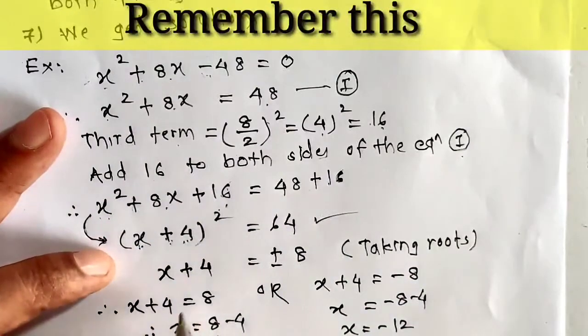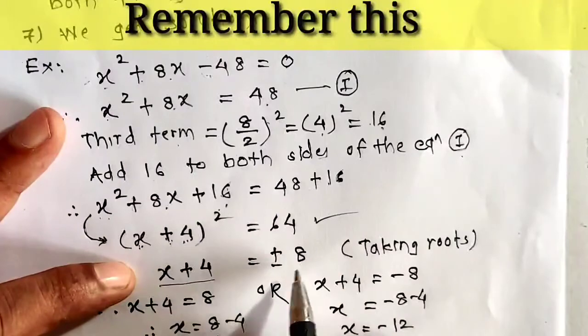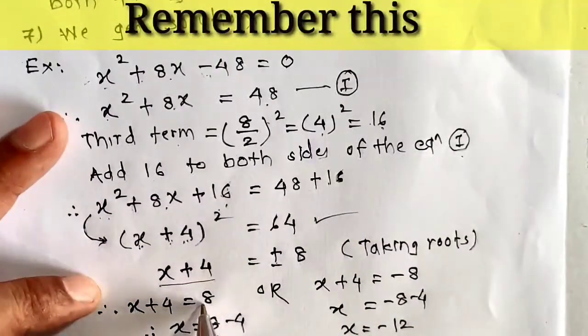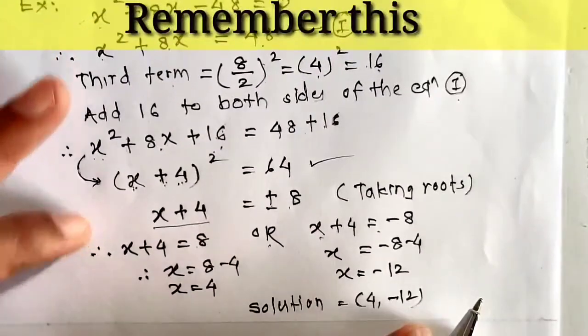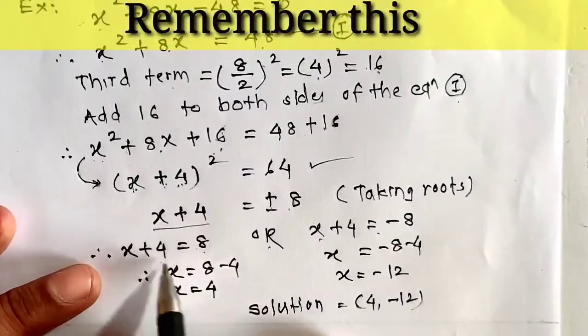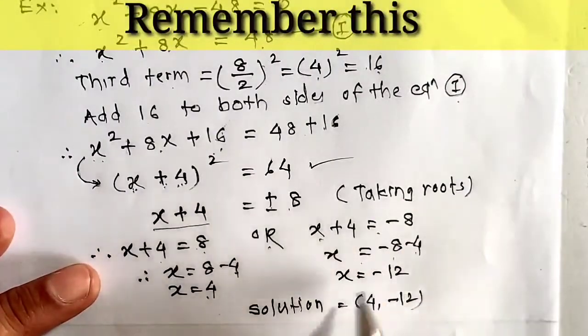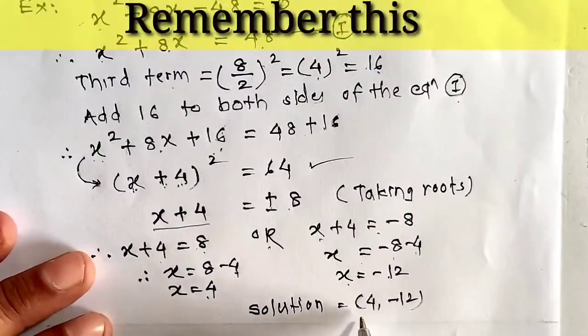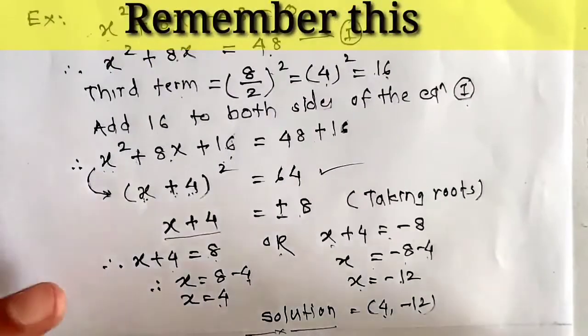Now taking roots, the square gets cancelled, and we get x plus 4 is equal to the positive and negative root, plus minus 8. Now x plus 4 is equal to plus 8, or x plus 4 is equal to minus 8. Now x is equal to 8 minus this 4, we get 4, or x is equal to minus 8 minus 4, x is equal to minus 12. So our solution is 4 and minus 12. In this way we can solve that equation by the completing square method.